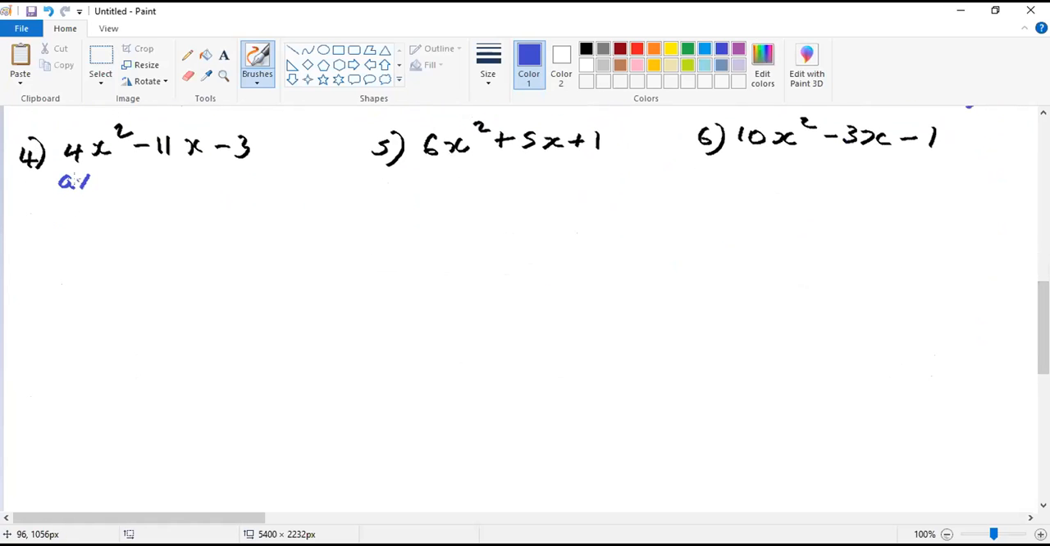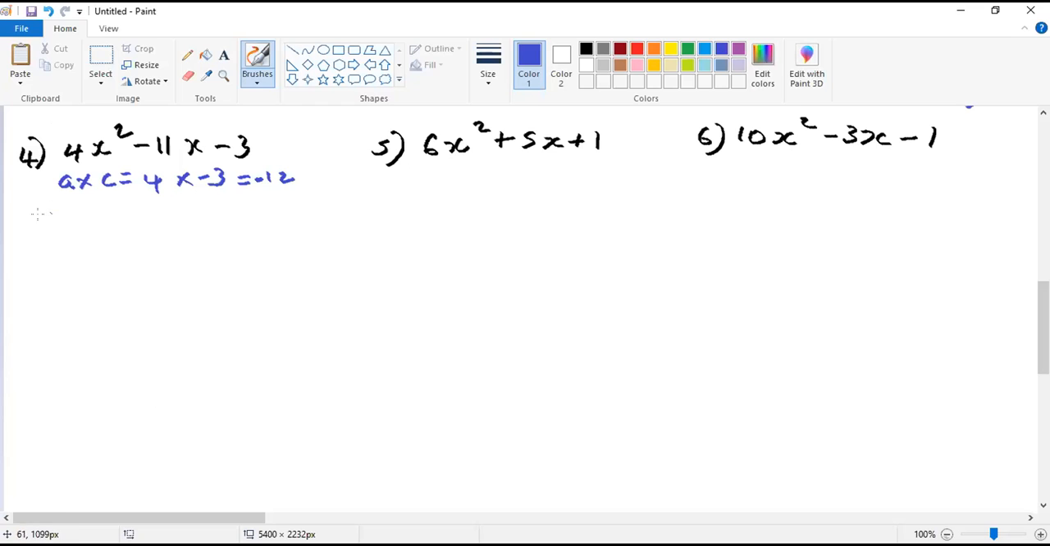The AC again now, A times C is 4 times negative 3. This is negative 12. All right, so what factors of negative 12 can we use to get negative 11? So what factors can we use such that when we add or subtract we get negative 11? Negative 12 plus 1. Yeah, exactly. All right, so let us do that now.